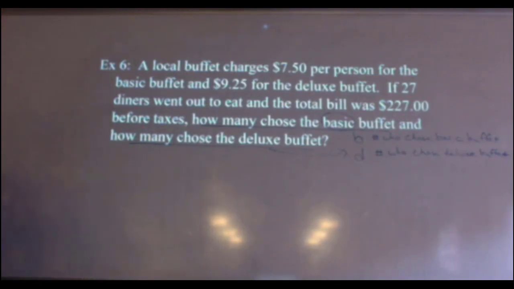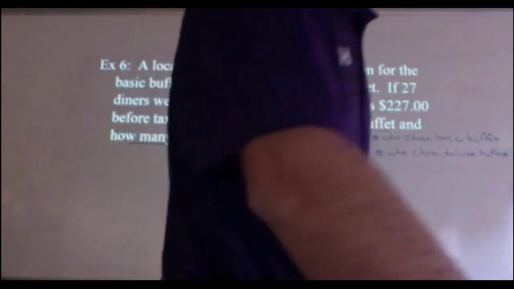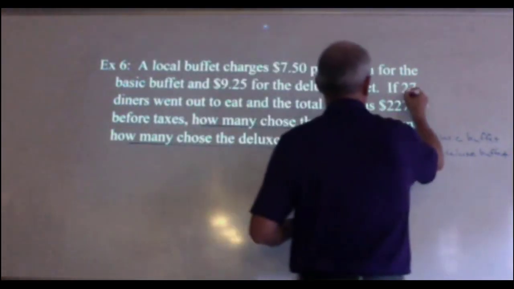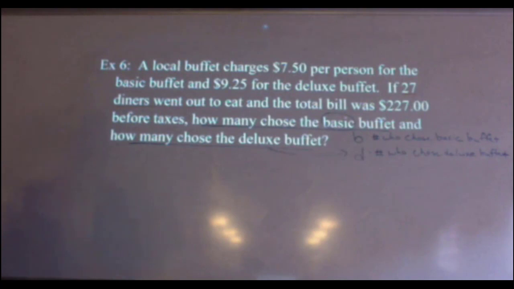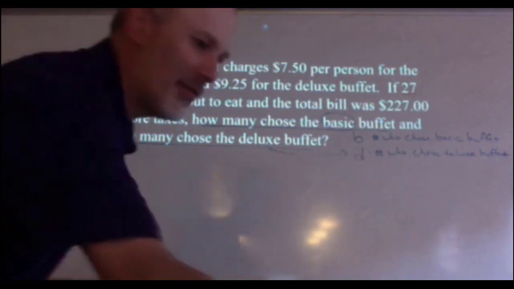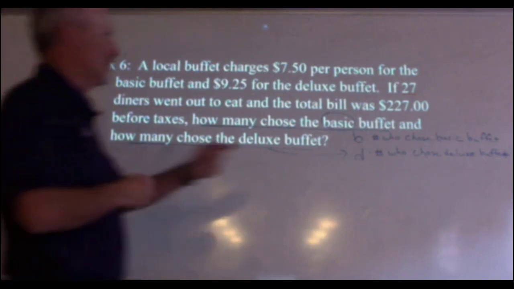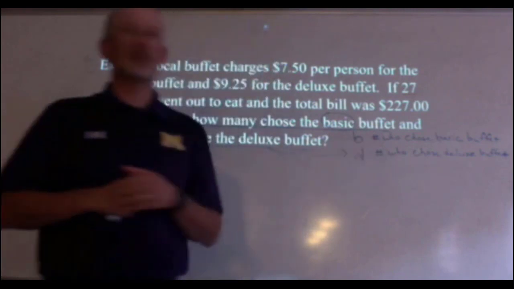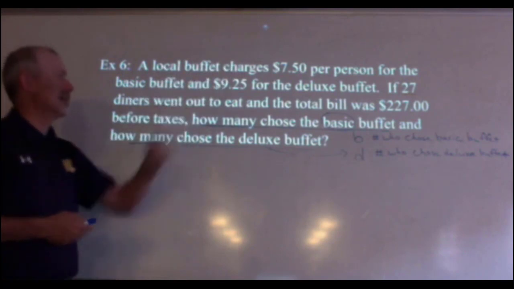So now, once we've identified that, we want to use those variables to come up with our equations for our system. And sometimes that's easy, and sometimes it's a little bit more difficult. So let's start with the easy part. At least I think it'll be easy. 27 diners went out to eat. If this is the number who chose the basic buffet and this is the number who chose the deluxe buffet, what equation can we come up with from that part of the statement?